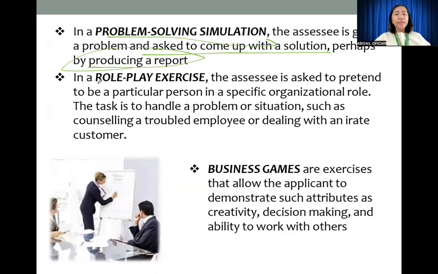Okay? Then another is role-playing exercise, from the word itself, role-play. So the assessee is asked to pretend to be a particular person in a specific organizational role. The task is to handle a problem or situation such as counseling a troubled employee or dealing with a customer. So ayan, parang magkakaroon lang siya ng role play.